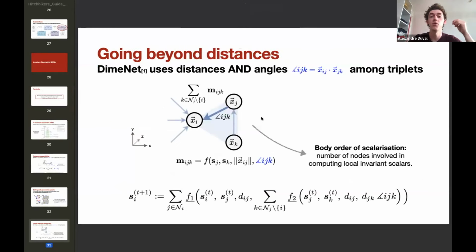DimeNet, which came a few years later, uses distances and angles between triplets of atoms to update the representation. So to update the representation of an atom, it looks at, of course, all of the neighbors of this atom to get a sense of the surrounding of I, but it also looks at the neighbors of J, the neighbors of the neighbors, to compute this angle ijk, which gives further information about the surrounding of this atom in space. And it's also a scalar quantity that you can use and process with any function inside your message passing. So it's going beyond distances.